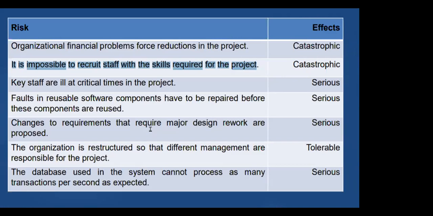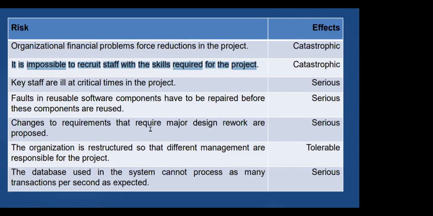A serious risk is something that is critical for you, so you try to prevent it from getting to the catastrophic step. Examples: faults in reusable software components have to be repaired before these components are reused; changes to requirements that require major design rework; key staff are ill at critical times. So it's not completely freezing the project. The project can still go on, but it is affecting you at a critical rate now. And if it continues further, its effects will be catastrophic.